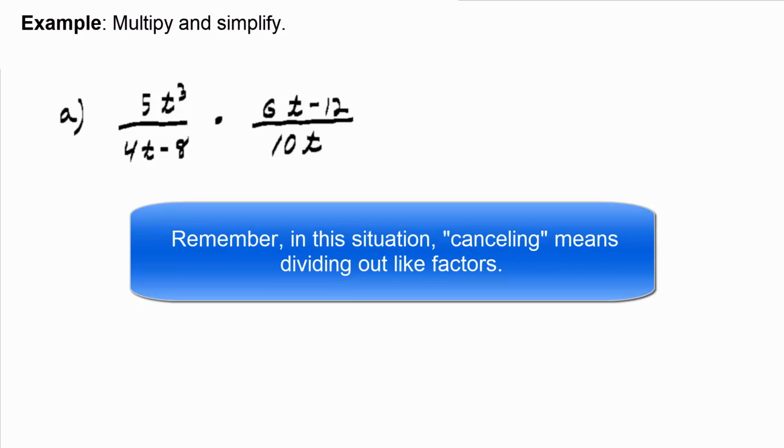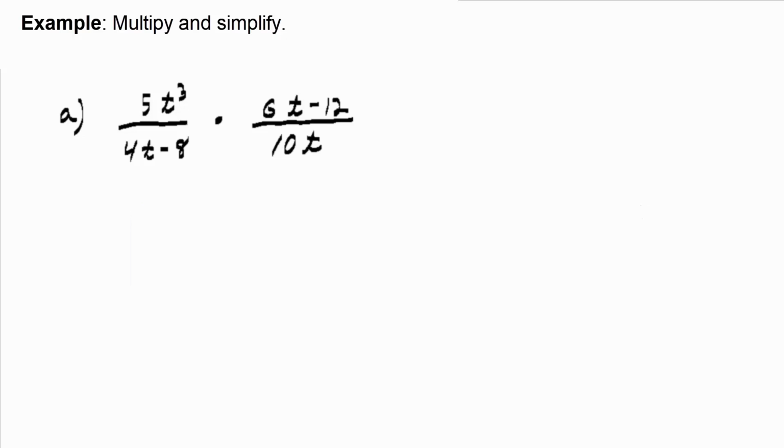Cross-canceling, some students or some teachers call it. Really, it's just division. So the directions on this: factor everything and then start slashing, as long as the operation is multiplication, right? Okay, 5t cubed is pretty much done. How do you factor 4t minus 8?